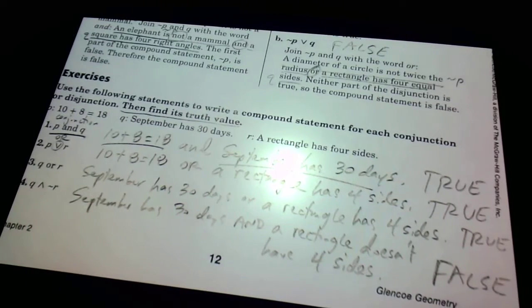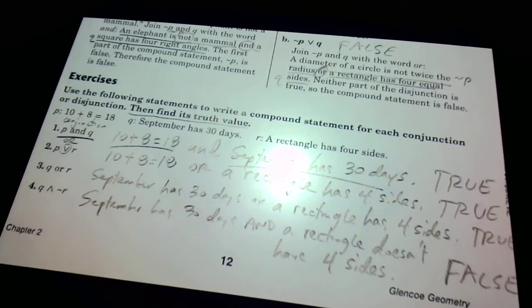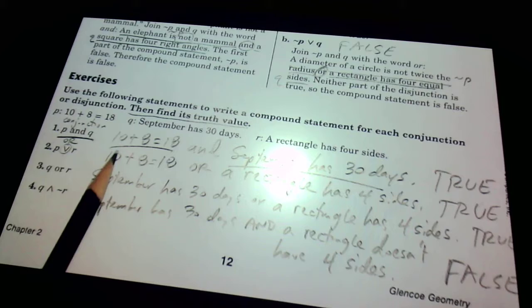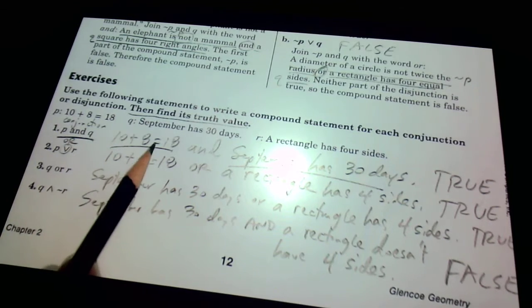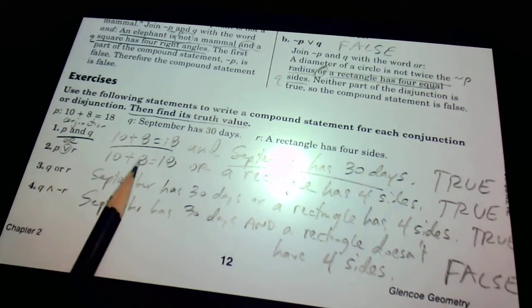This is pretty simple. This might even be something to practice, maybe cover up what I've done and practice it on your own. So they give us 3 statements, and they want us to write some different compound statements and find the truth value. All right, here we go. Got a conjunction, P and Q. So P is 10 plus 8 equals 18. My conjunction is and. September has 30 days.